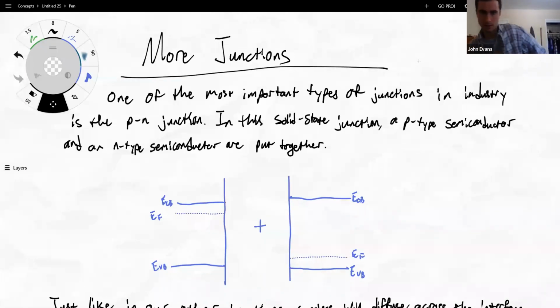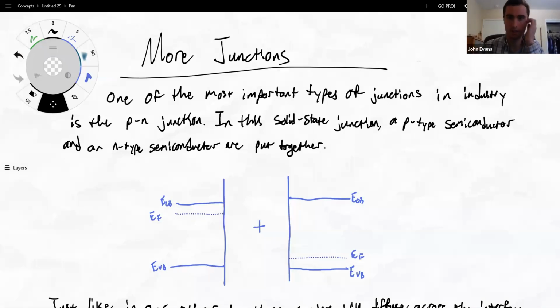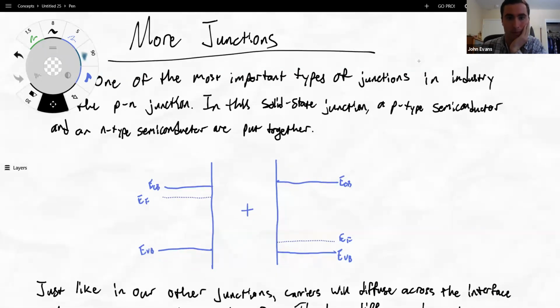All right. So for this lecture, we're going to be touching on a different type of junction than what we've covered so far, which has been semiconductor liquid junctions and then semiconductor metal junctions. And then we're going to get into some of the non-ideal behavior that can happen when you're working with a real system. So the type of junction that we're going to touch on is the p-n junction.